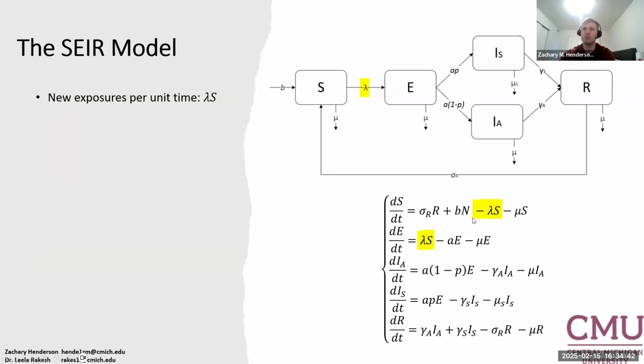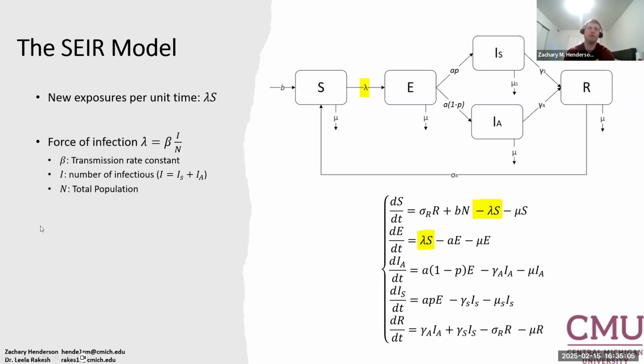And that lambda times S shows up here in our dS/dt as minus lambda S. The negative terms here represent individuals moving out of that compartment, and the positive terms represent individuals moving into that compartment. So as we see the arrow going from S to E, we move lambda S out of S and into the E compartment.